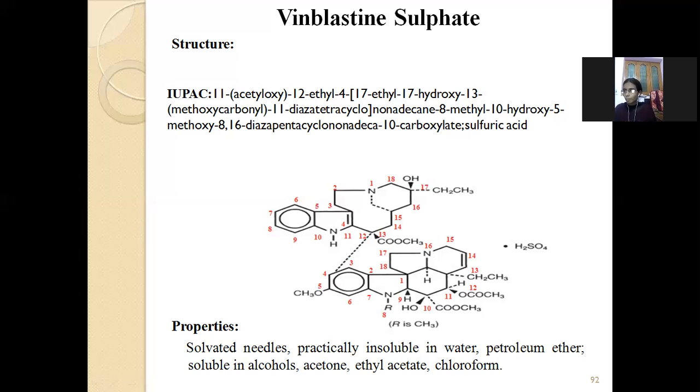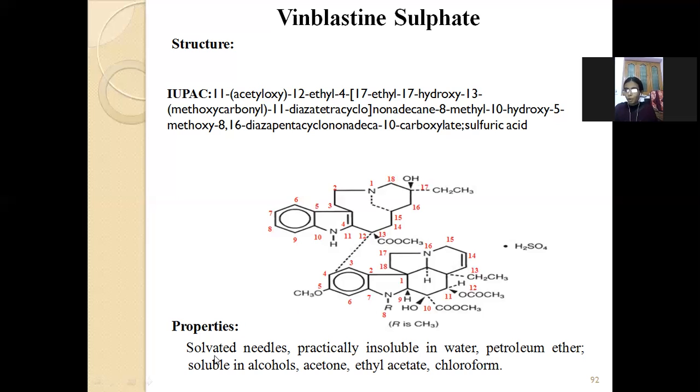If we observe the structures of vincristine and vinblastine, they are almost the same. But in the R position, vinblastine sulfate has a methyl group, whereas vincristine has a formyl group. That is the only difference between vinblastine and vincristine. In vinblastine, the 8th position has a methyl group, but in vincristine, the 8th position has a formyl group.